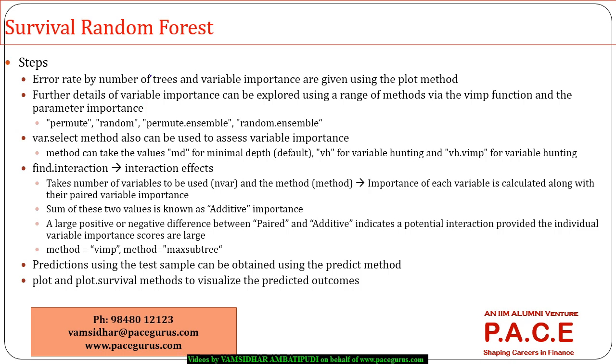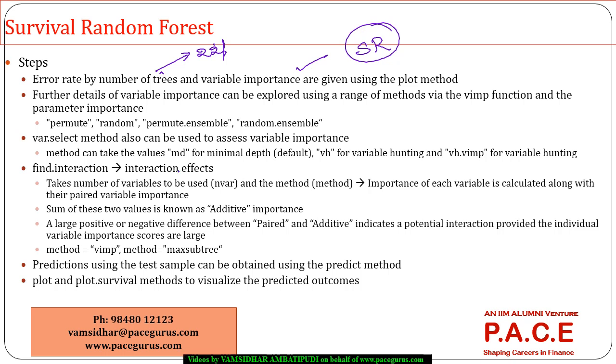Then we got the error rate. We have plotted the error rate with the number of trees. Here it was more or less constant at around 22%. Variable importance we have seen: strike rate is playing a much higher role compared to many other variables in the determination of the time to occurrence of the event. And we have also got the variable importance using different kinds of methods which we have used as a part of VIMP.